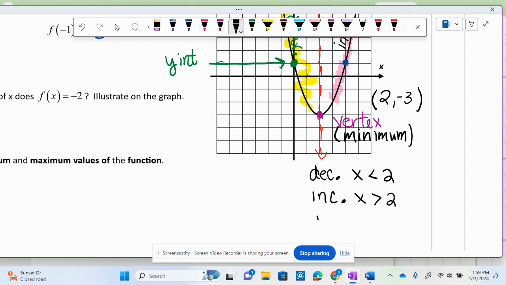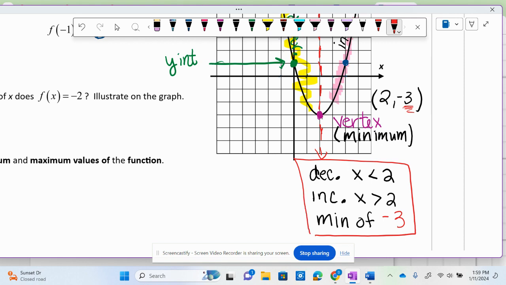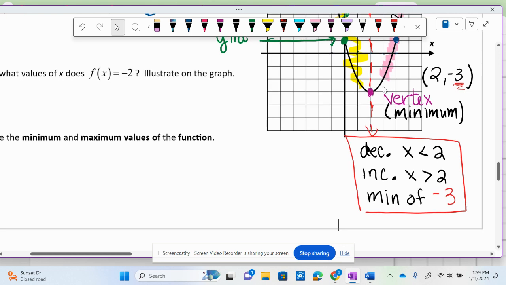That's what that tells you in terms of increasing and decreasing. And then it tells you that it has a minimum. Your minimum or your maximum is your y value. So what's the y value of that vertex? Look at your vertex. What's your y value? It's -3. So this has a minimum of -3. This is everything that you can tell about the graph just from the vertex. You can get all of this information just from the vertex. Okay, we're almost done.